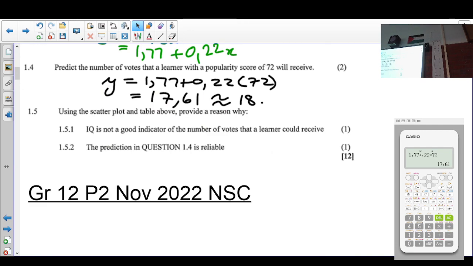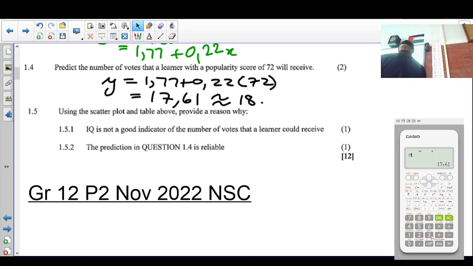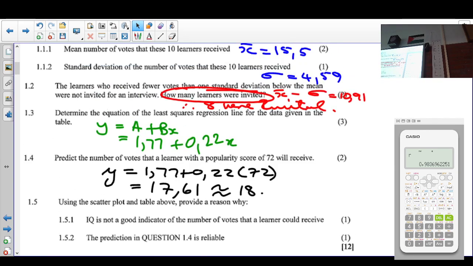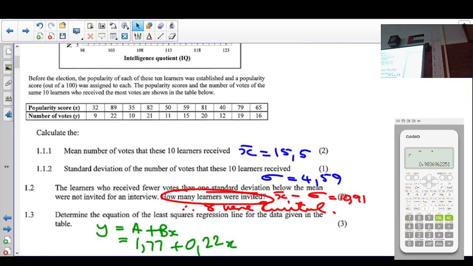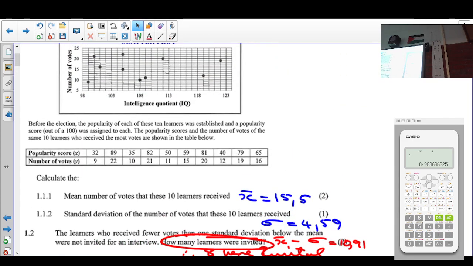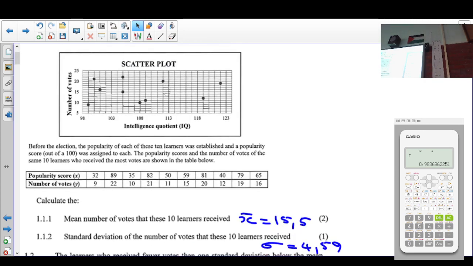Otherwise, we're looking at your R value. We press mode, shift, 1, 5 for regression, 3 for your R value. So the table is fairly high. Okay? So this R value from the table, popularity and number of votes here, that is high. But if you're looking at the IQ against the number of votes, here you can see there's no correlation.